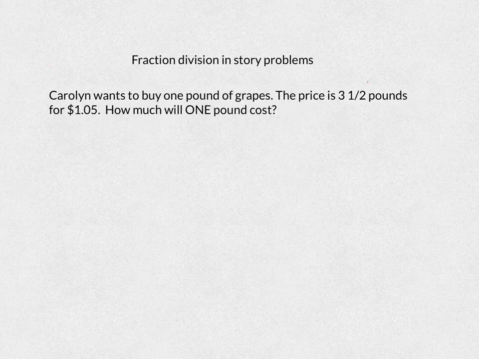Here's another example. Carolyn wants to buy 1 pound of grapes. The price is 3.5 pounds for $1.05. How much will, there we go, there's that magic word here, 1 pound cost. So we need to figure out what is 1 pound going to cost her, and how are we going to set this math problem up accordingly? That's where most of us will struggle. So, many people will go ahead and write it this way. Well, that's 3.5.